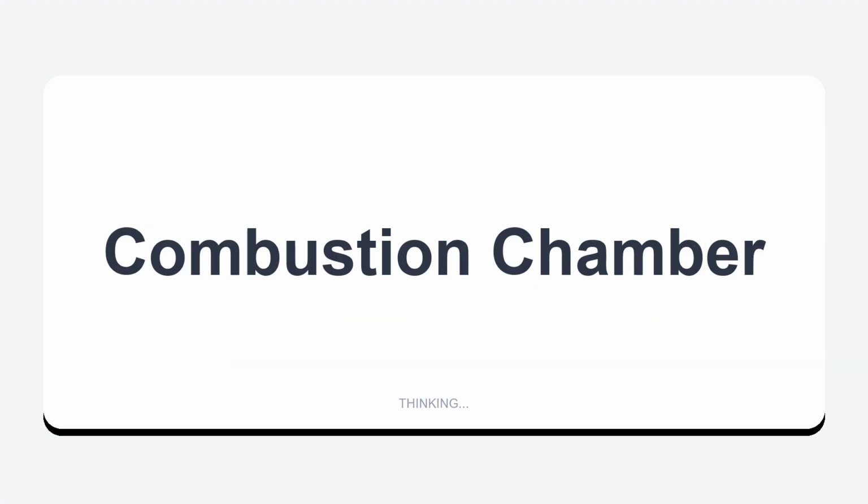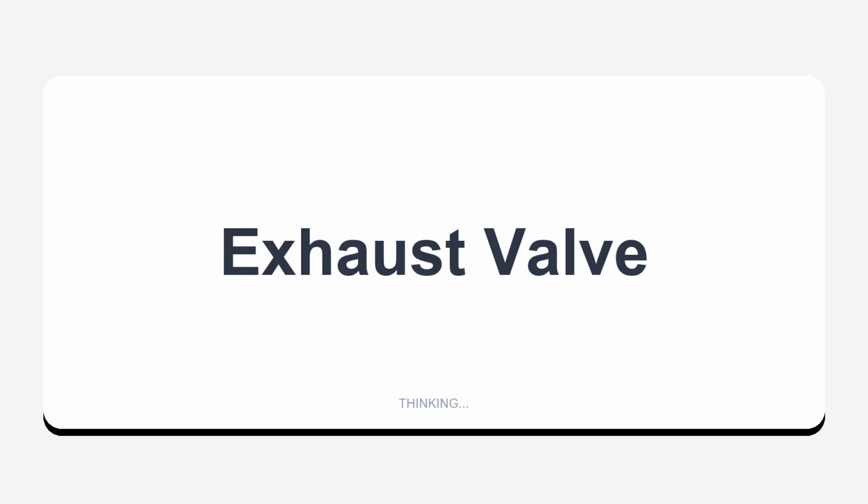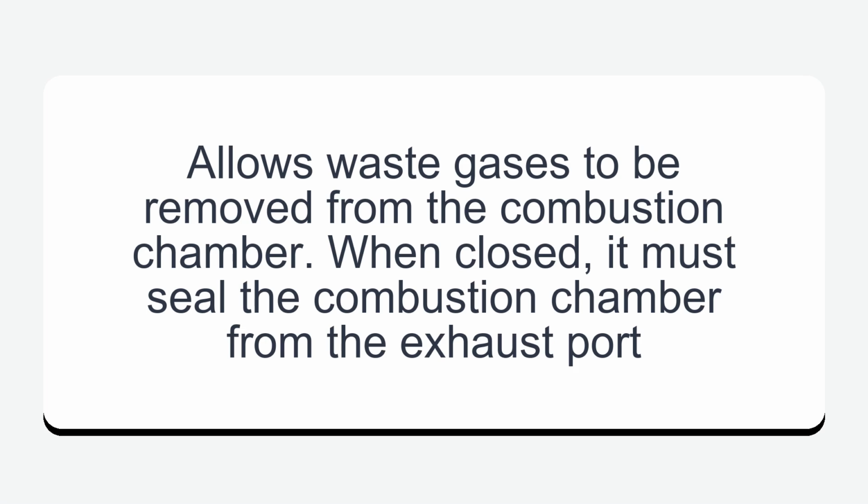Combustion chamber. Located in the cylinder head directly above the piston, it is where the actual combustion of the air-fuel mixture takes place. Exhaust valve. Allows waste gases to be removed from the combustion chamber. When closed, it must seal the combustion chamber from the exhaust port.